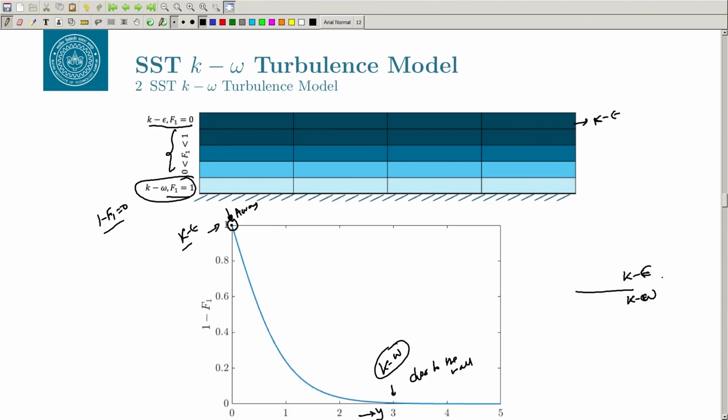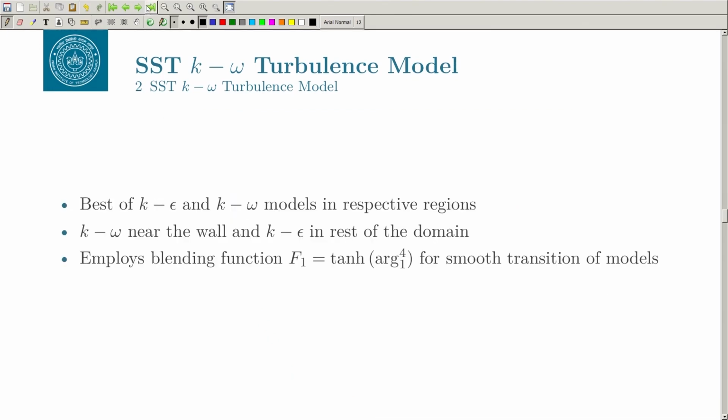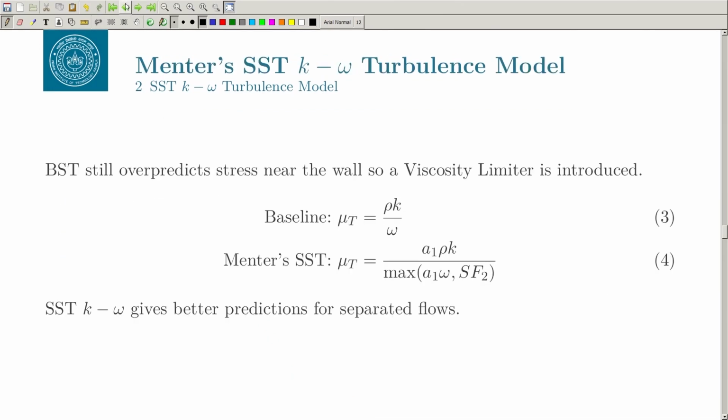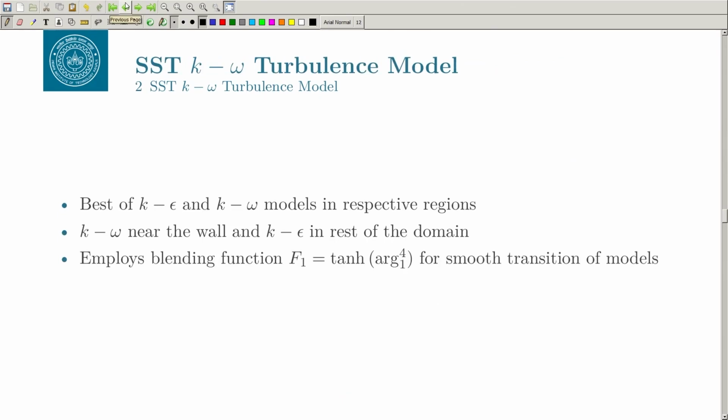Okay. So, in order to avoid that, we use some kind of blending function, and that is how you get it. This is given as, I think, some kind of tan inverse function. Okay. So, what is the advantage of the SST omega model? You use the best properties of k epsilon and k omega in their respective regions. This is a very important thing: respective regions.